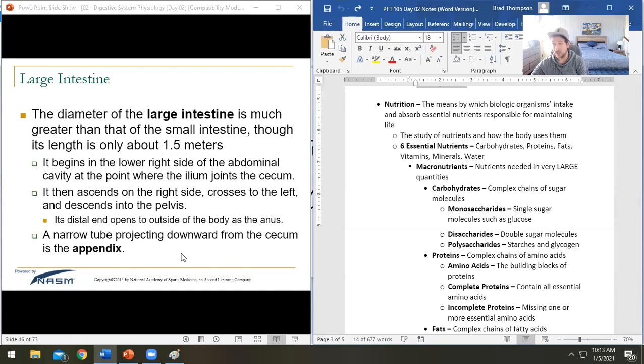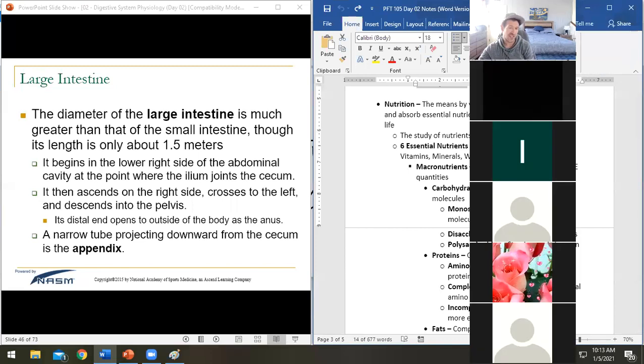Now there is one little accessory organ that is attached to your large intestine. It's your appendix. Anybody in here had their appendix removed? No. You guys have had no surgeries.